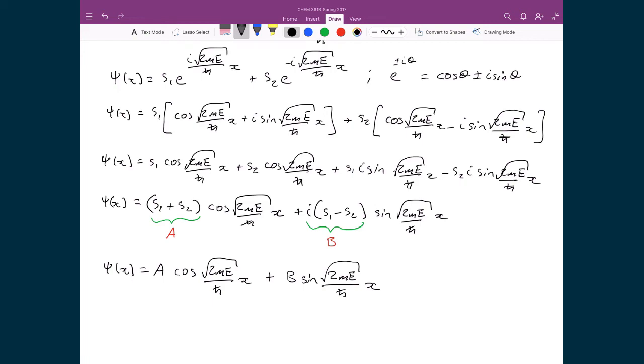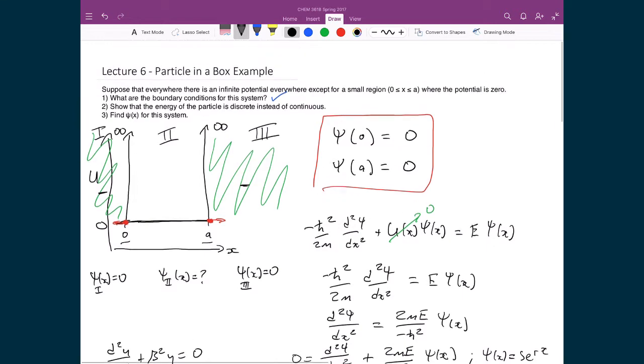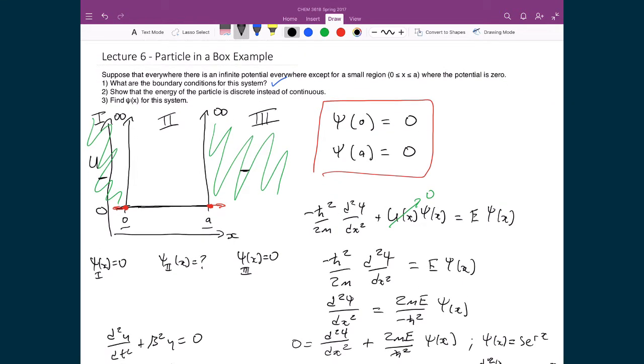All right, so now that we're here, let's just take a quick step back and recall what we were looking for in this problem. We're trying to solve for number two here: show that the energy of the particle is discrete instead of continuous. We've now made it to a point where we can apply the boundary conditions that we solved in problem one, where psi at 0 is equal to 0 and psi at a is equal to 0. We'll use these two conditions, and what we'll find is that, yes, indeed, the energy of the particle is discrete instead of continuous.